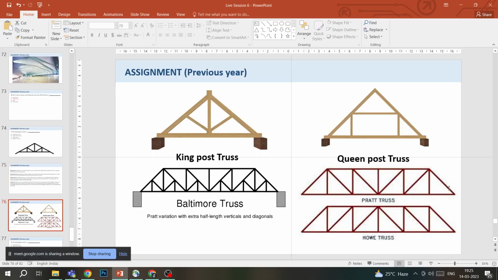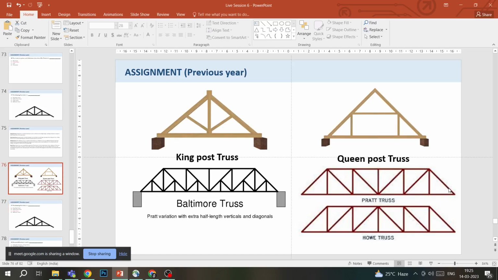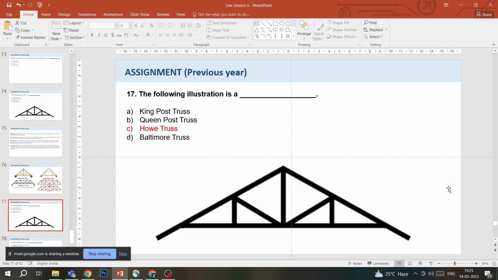So we look at all these images, how a king post looks, how a queen post truss looks, how a Baltimore truss looks, how a Harvey truss looks, and how the Pratt truss looks. So the answer is Harvey truss. Although I have a feeling that this is a Pratt truss, not a Harvey truss, that is not given in the options, and it is definitely not a king truss, not a queen truss, and not a Baltimore truss. So it looks like it is an example of a Pratt truss, but the closest answer is Harvey truss. We'll go with Harvey truss.